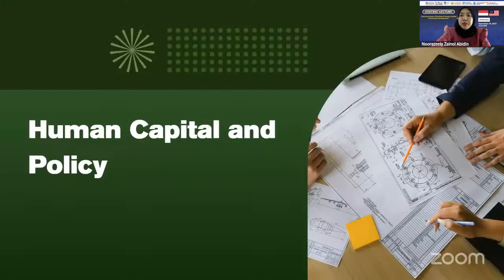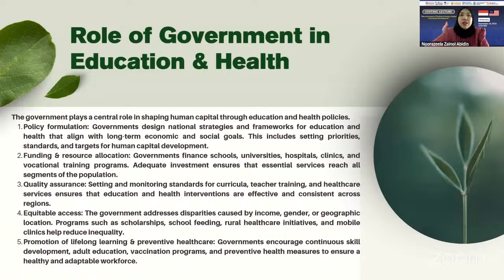So now we move to the human capital and the policy. The government plays a central role in shaping human capital through education and health policy. So, government designs national strategy and framework for education and health that align with long-term economic and social goals. The second is the government finances schools, universities, hospitals, clinics, and vocational training programs, with adequate investment to ensure that essential services reach all segments of the population.